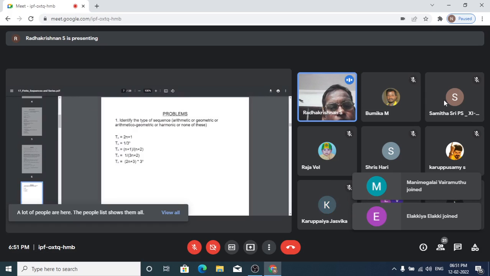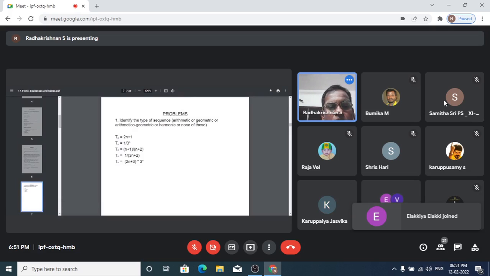யாராச்சும் சொல்றீங்களா? First one, 2n plus 1 னா arithmetic progression. Yes, correct, very good. It's an arithmetic progression, because the moment you see 2n plus 1, if you increase n by 1, that value is going to go up by 2. So every time you increase n by 1, its value goes up by 2. So this is an arithmetic progression with common difference of 2. Any linear expression in n is an arithmetic progression.